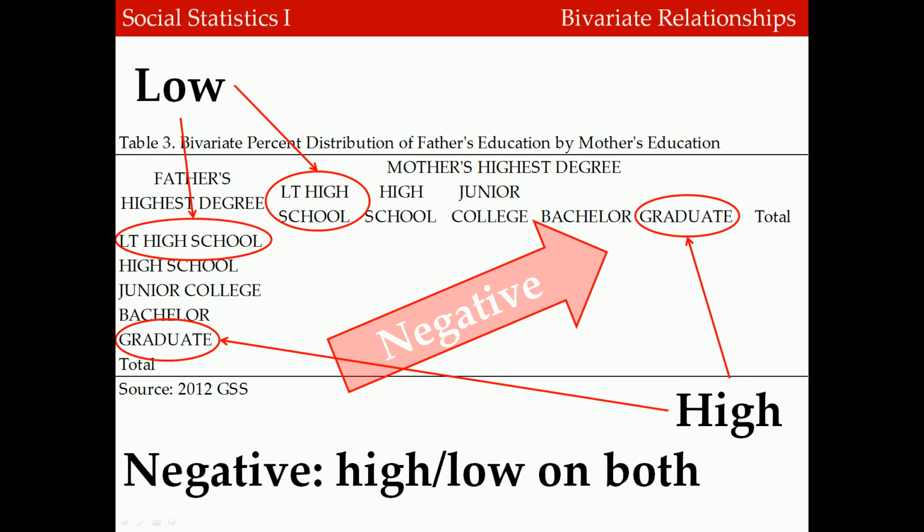What about a negative relationship? Well, that's the opposite direction. So if we look from the lower left-hand corner to the upper right-hand corner, we're seeing that values of father's highest degree are going with the low values of mother's highest degree, and vice versa. And so that's a negative direction.